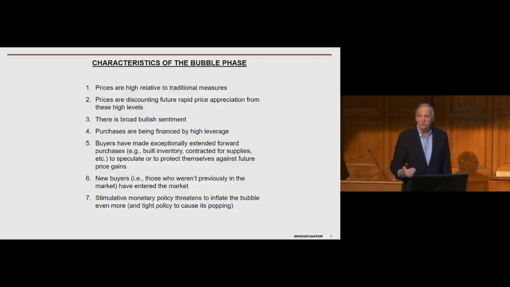And then in addition, there are new buyers who come in. They never used to do it, but now they're attracted to it because it's a hot market. And so you see them coming in. The classic example is the tulip mania: I need to have tulips, it's a great thing to have. And then you see a stimulative monetary policy that is going to inflate the bubble.